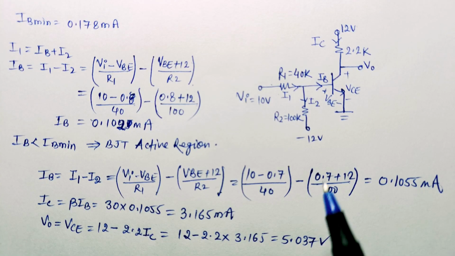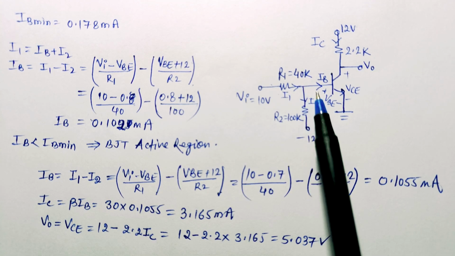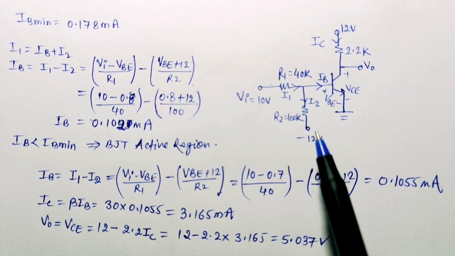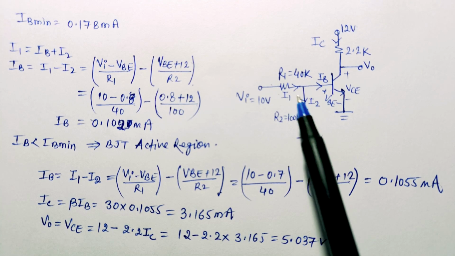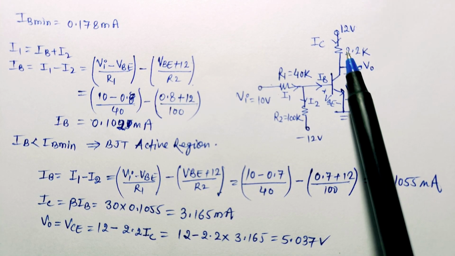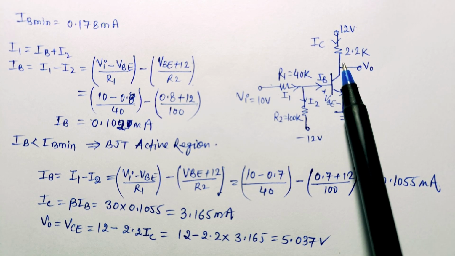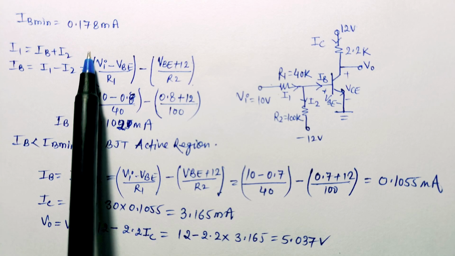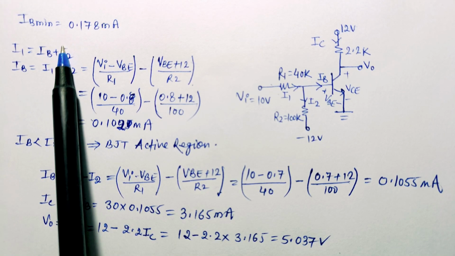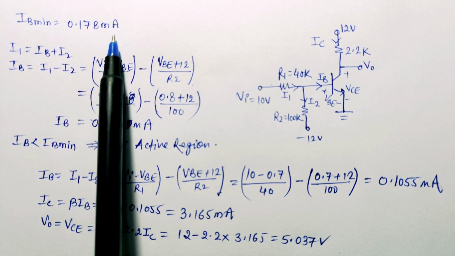In the next condition, it is given that VI is equal to 10 volt and R1 is equal to 40K. Then we have to find the region of operation of this transistor and the output voltage. In a similar way, as in our first problem, we will assume here also that this transistor is working in saturation region. So ISAT current will flow through this transistor. Since ISAT current is flowing, we will calculate IB minimum as we calculated in the first problem. IB minimum value will be the same for this second problem also, so its value will be 0.178 milliampere.